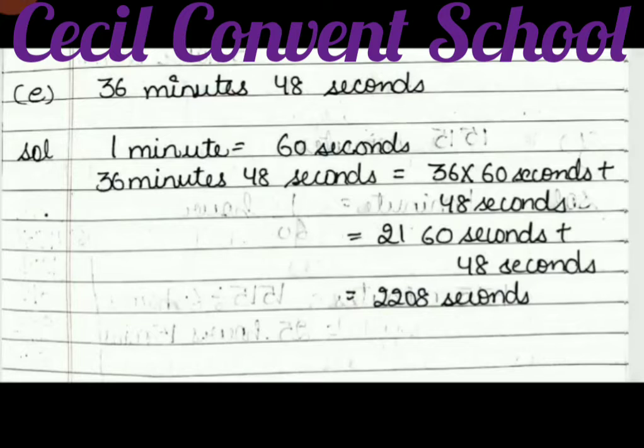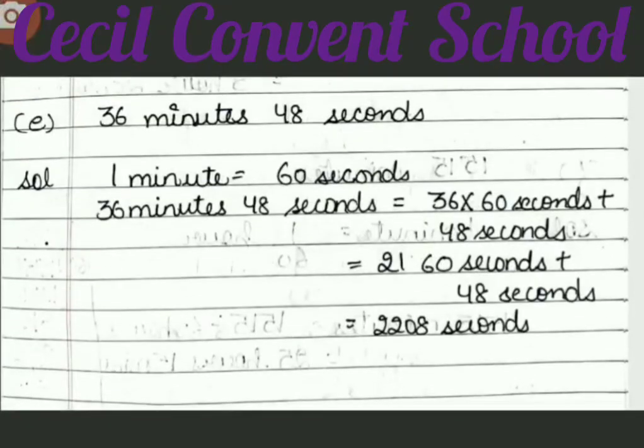Question number 2 E part is same like question number 1. Only the difference is that in that you are writing 1 hour is equal to 60 minutes. Here you write 1 minute is equal to 60 seconds. Clear? Now 36 minutes 48 seconds you will write on the left hand side. Now 36 minutes. So what you have to do? You have to convert minutes into seconds. So for converting minutes into seconds, what do you do? 36 into 60 seconds you will do plus 48 seconds.